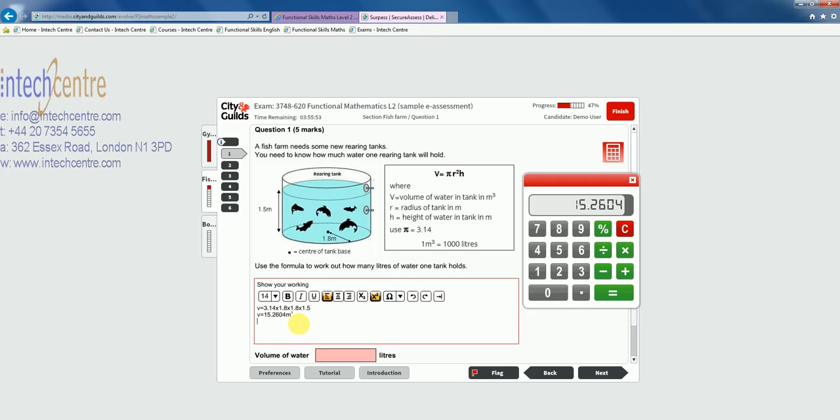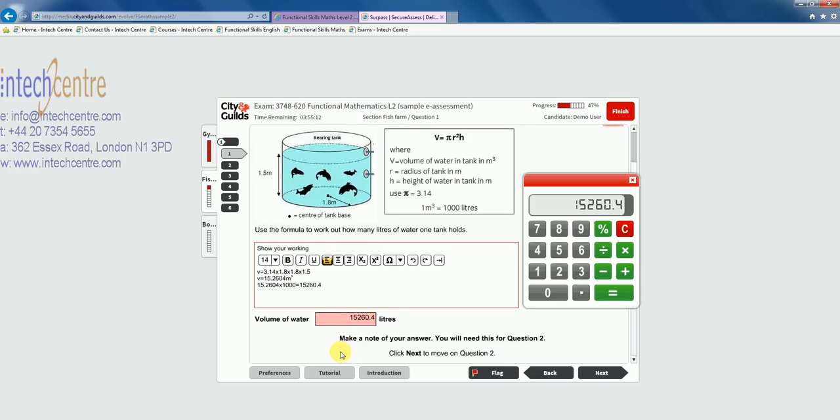We now need to convert this into litres, so don't forget this part. So to convert meters cubed into litres, as you can see here, it's 1 meter cubed is 1000 litres. So we just need to multiply by 1000, so that's 15.2604 times 1000. So we have this already on the calculator. I'm just going to multiply it by 1000. Remember to double check your answers. So it's 15260.4. And this is our final answer.